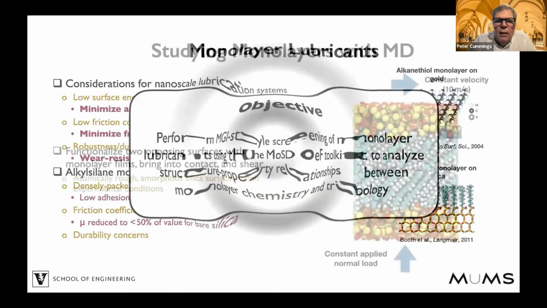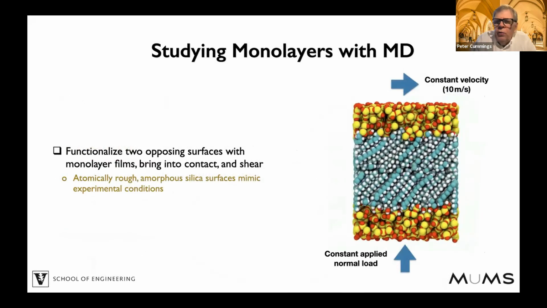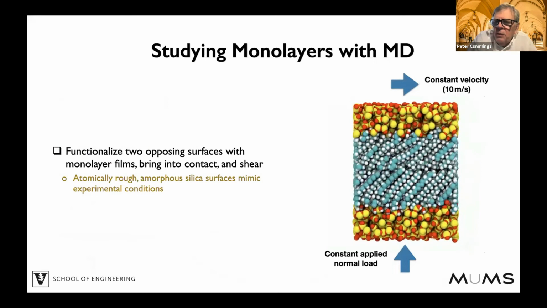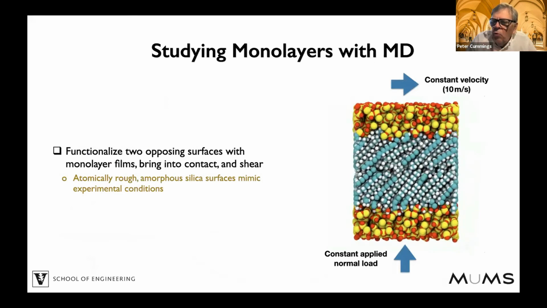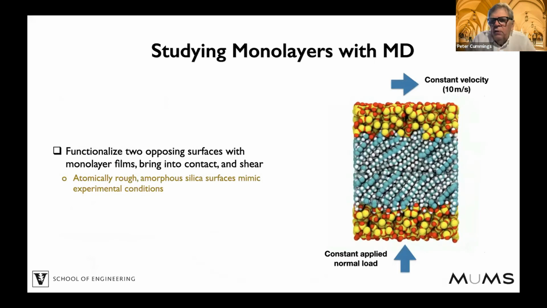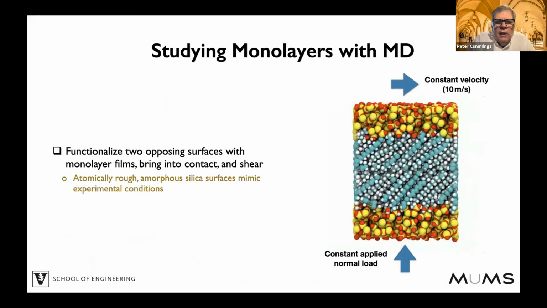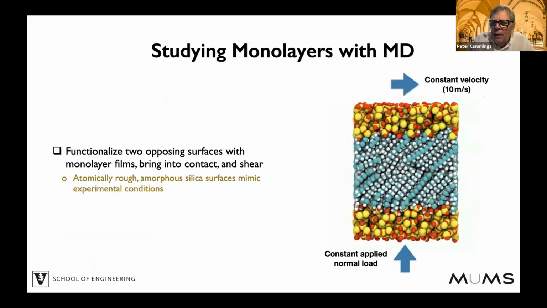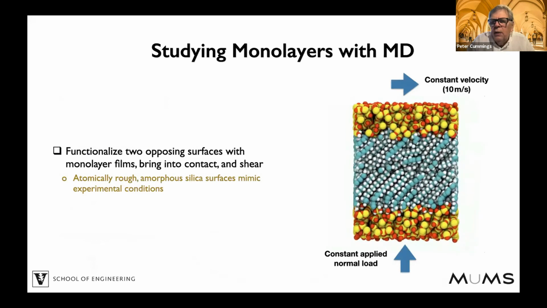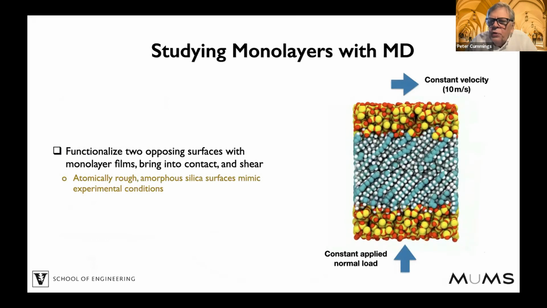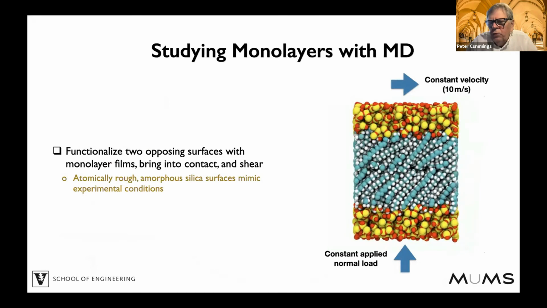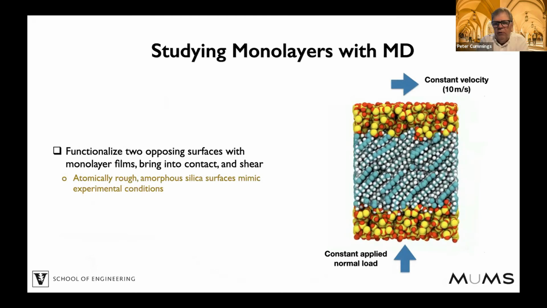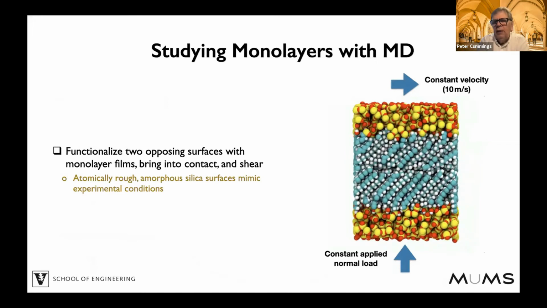The way in which we're doing this is we're doing molecular dynamics simulations where we have two amorphous silica surfaces to which we functionalize alkylsilane molecules, and then we undergo shearing and we calculate the friction forces from the simulation. And we do this at constant applied normal load.